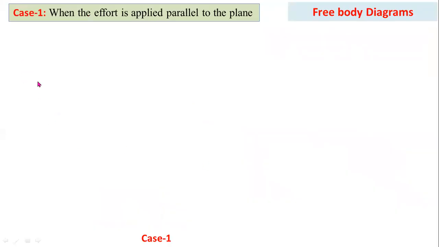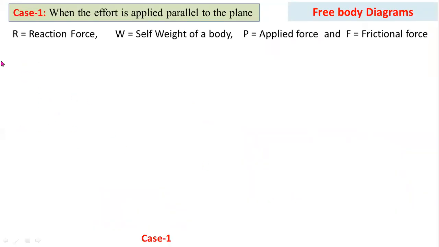In case one, capital R is the reaction force, W is the self weight of your body, P is the applied force or effort required parallel to the plane, and F is the frictional force. So this is an inclined plane. This inclined plane makes an angle alpha equal to 11.53 degrees, and W equal to 100 newtons is the self weight of the body. First you have to draw the free body diagram for this condition.